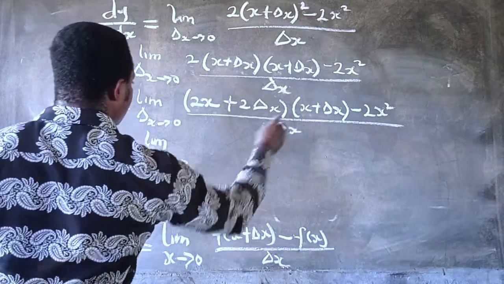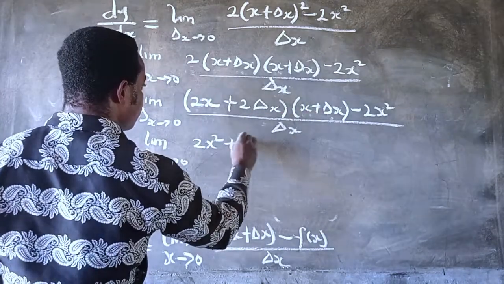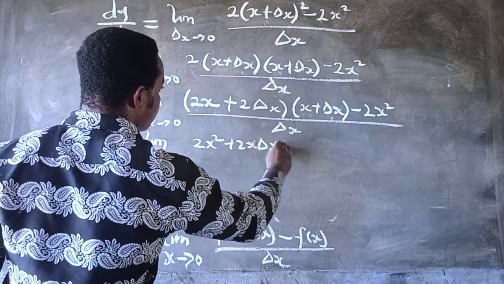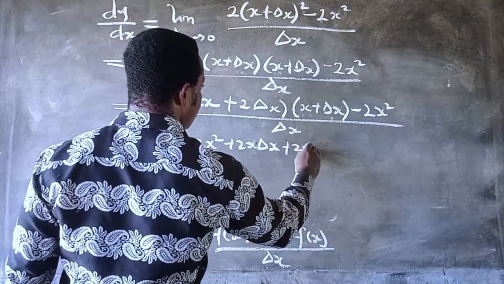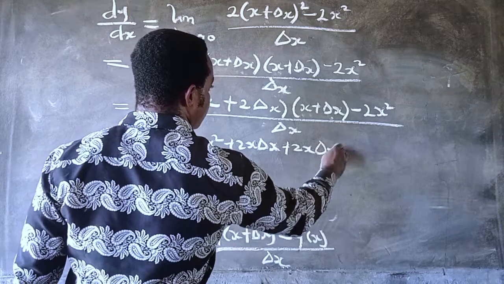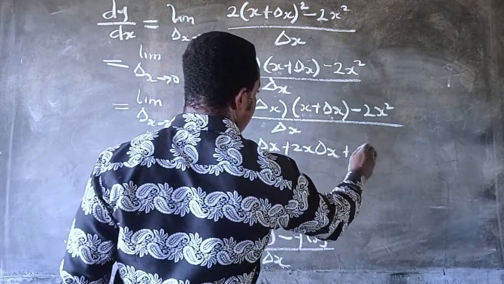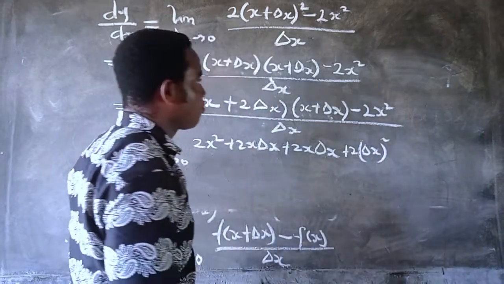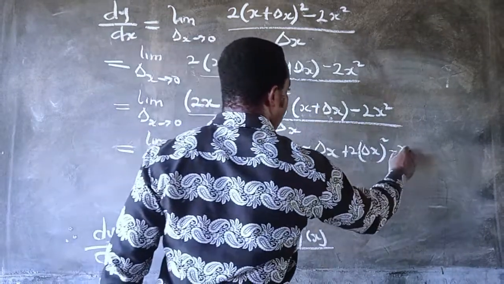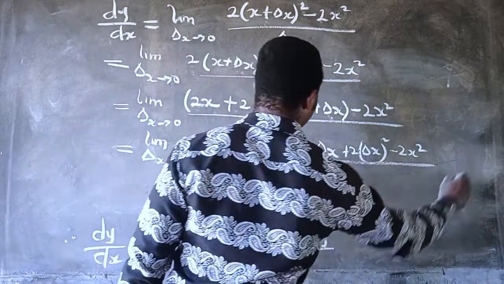So 2x multiplied by x gives 2x squared. And 2x multiplied by delta x gives 2x delta x. And 2 delta x multiplied by x is 2x delta x. And 2 delta x multiplied by delta x gives 2 delta x squared. And negative 2x squared. All divided by delta x.